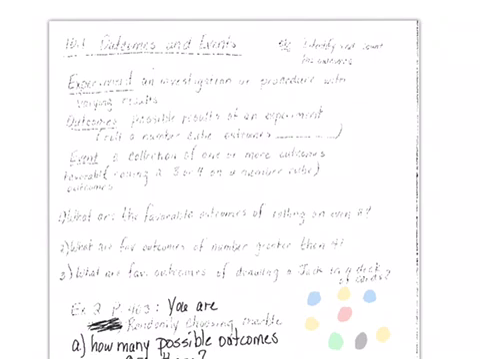For example, if you roll a number cube, aka a die, the outcomes on there would be a 1, 2, 3, 4, 5, or 6. Those are the possible outcomes. An event is a collection of one or more outcomes. So we talk about favorable outcomes.